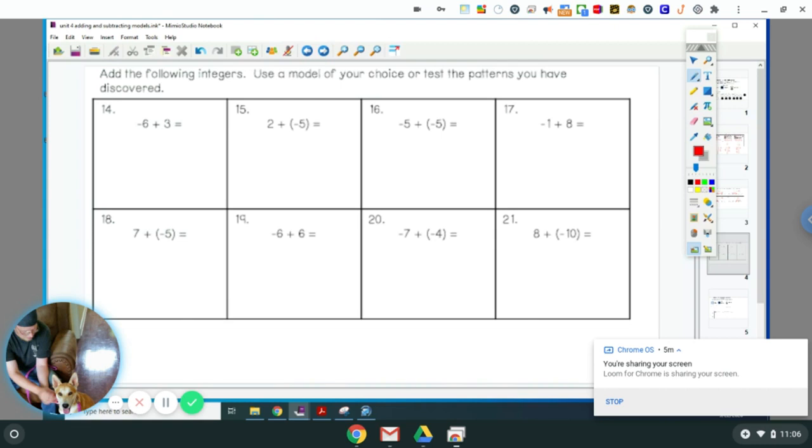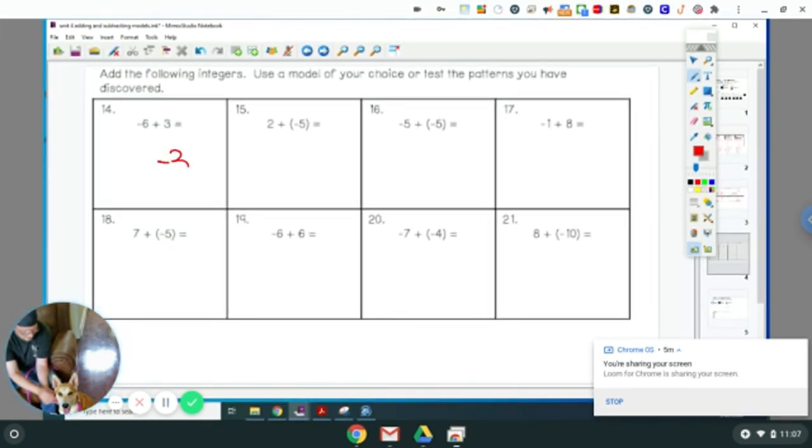So add the following integers. You can use any way you want to do it. So if you want to draw counters, if you want to do a number line, if you want to do a scoreboard, go for it. If you want to pause your video, then I'll write down the answer so you can check yourself. That'd be a great idea.